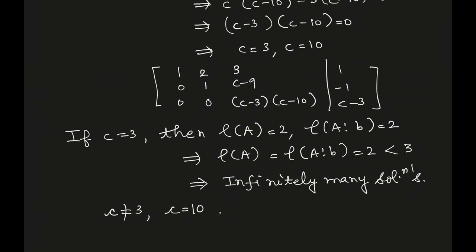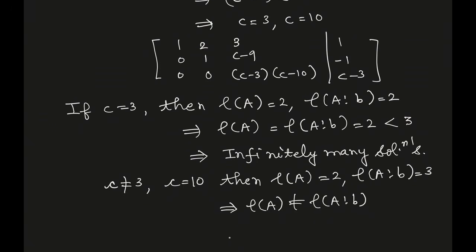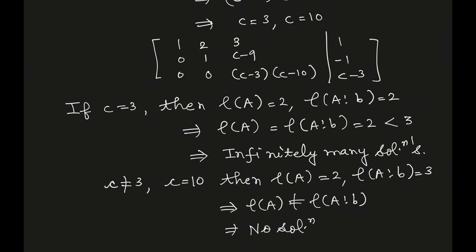We can cross check also. If c is 10, then rank of A is 2, rank of the augmented matrix is 3. So rank of A is not equal to rank of the augmented matrix, means no solution. Now is it clear?